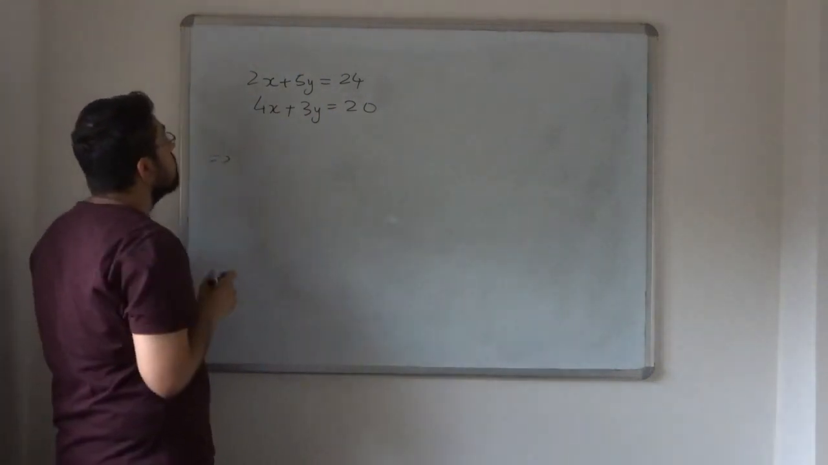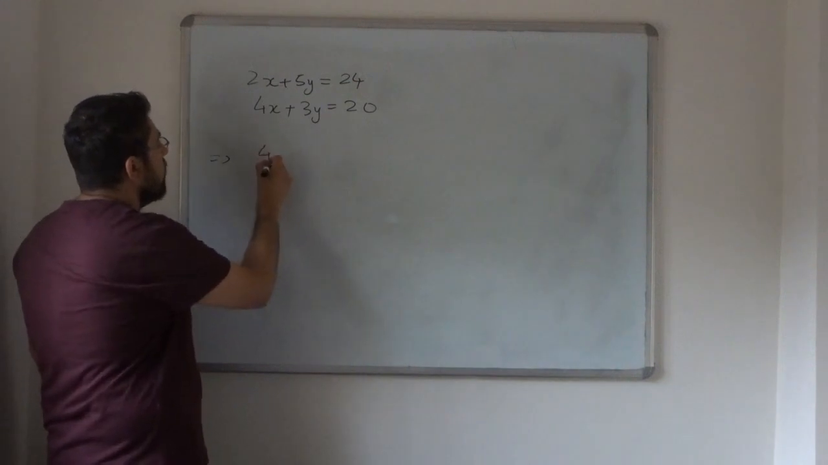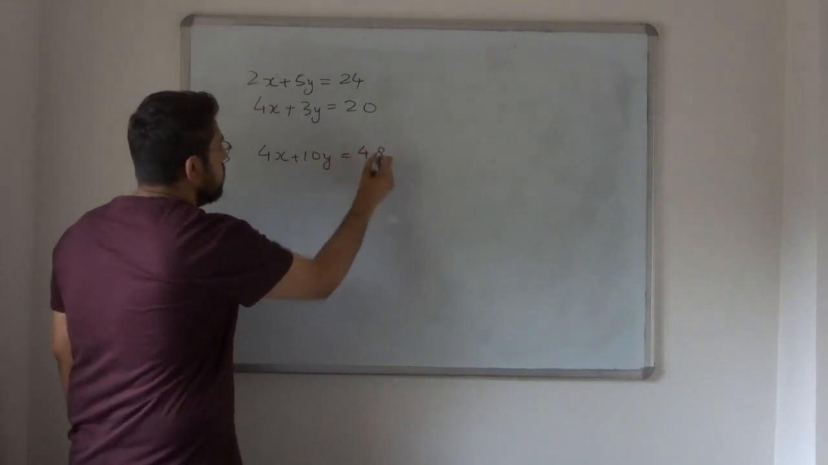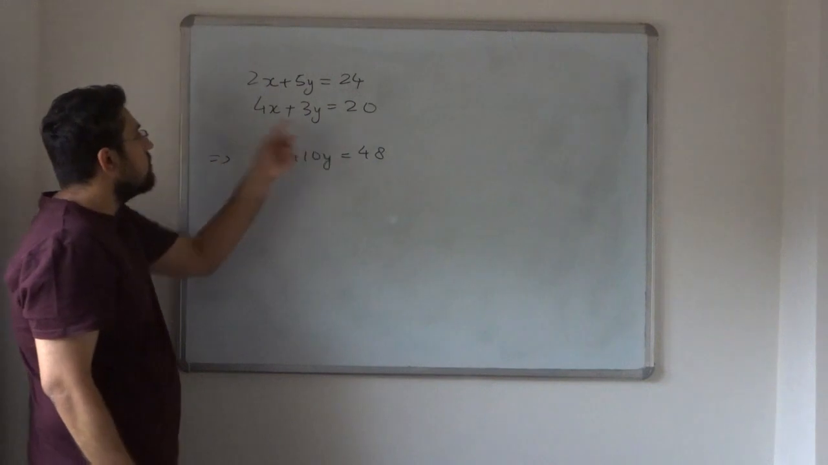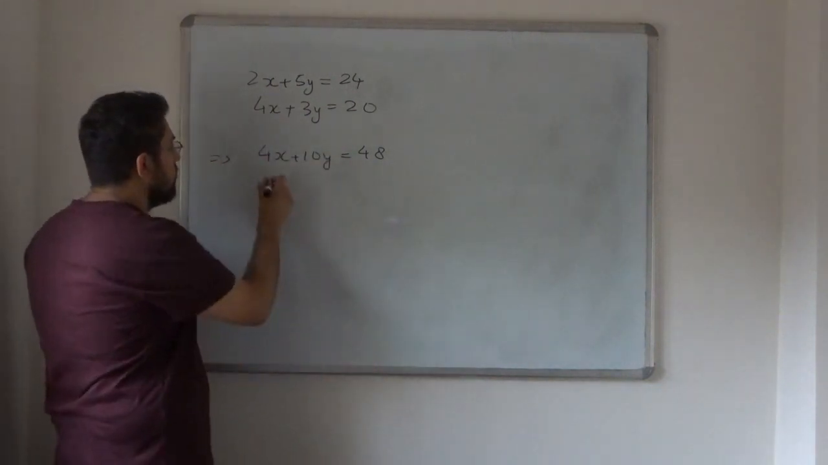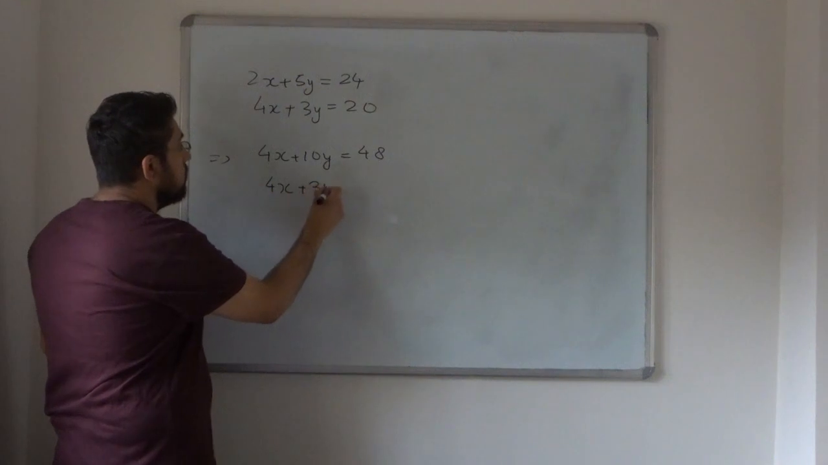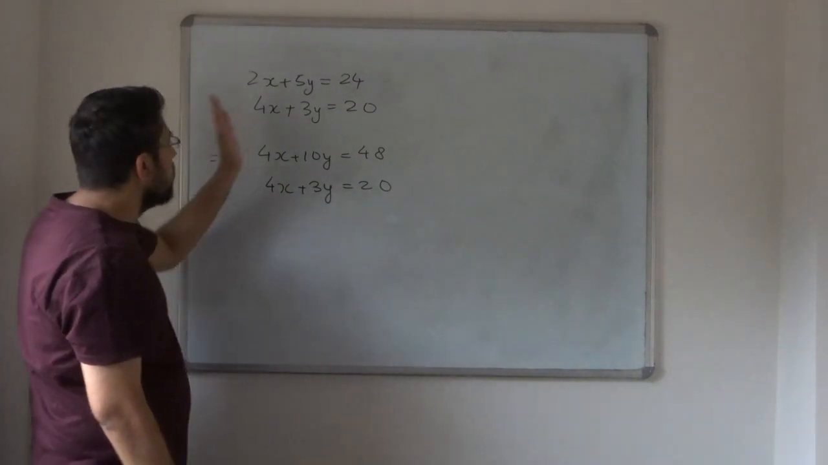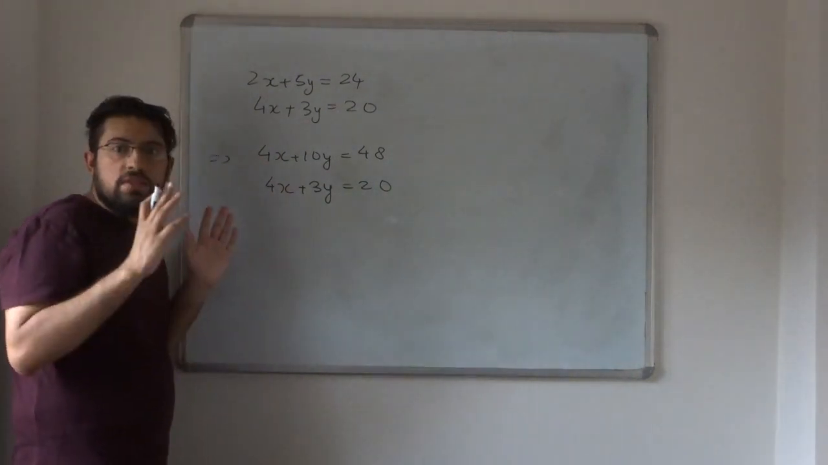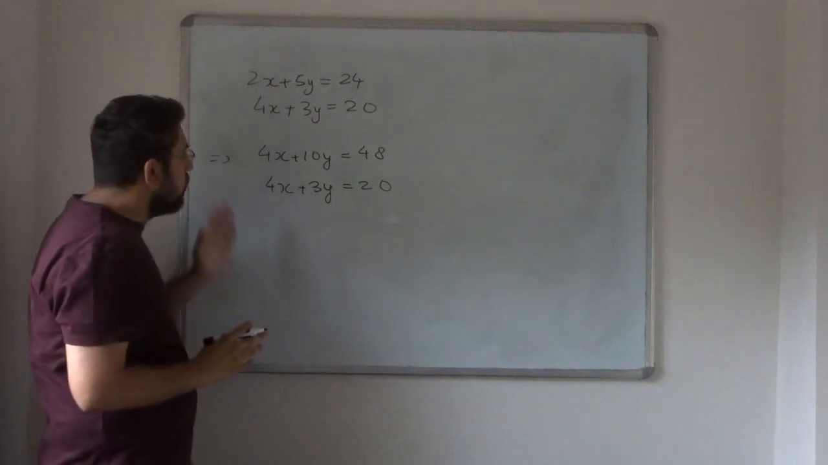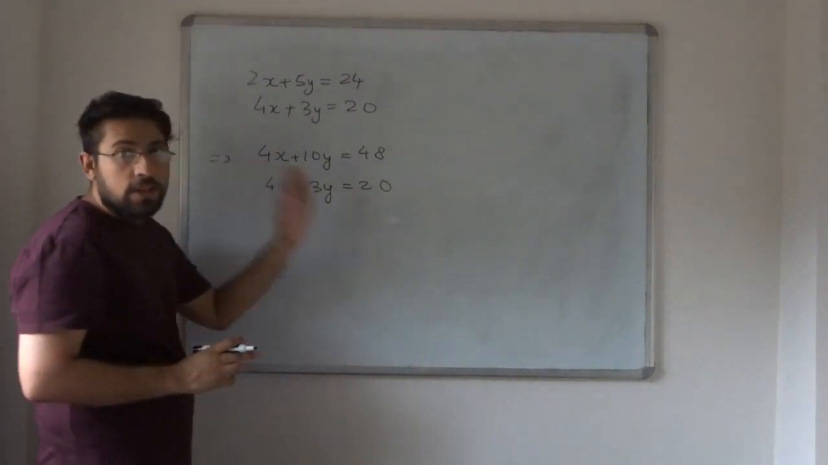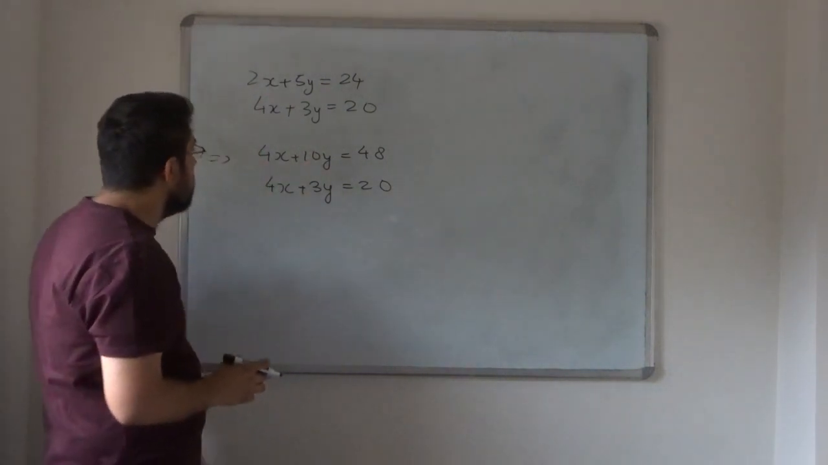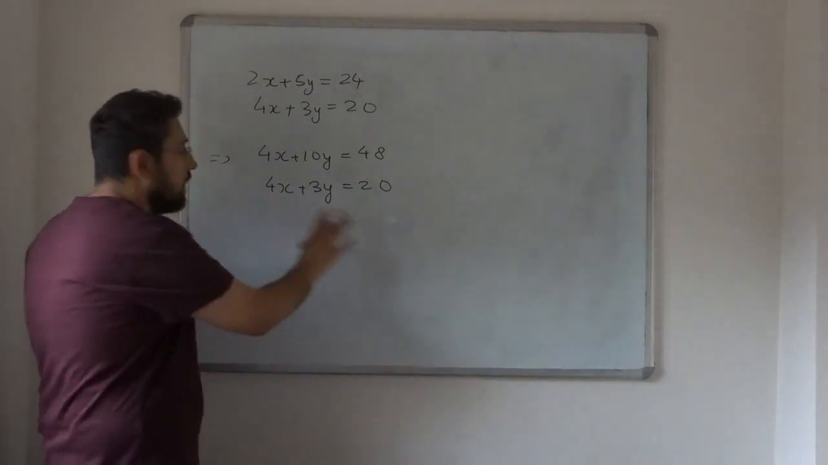So basically, let's multiply equation 1 by 2. So you get 4x plus 10y equals 48. Now you multiply the other equation by 1, so you're going to get the same equation: 4x plus 3y equals 20. Basically, when I say that you're knocking out one variable, you cancel out one variable in order to make the other variable independent. Like you have to isolate one variable by cancelling out the other, like I'm showing you here.